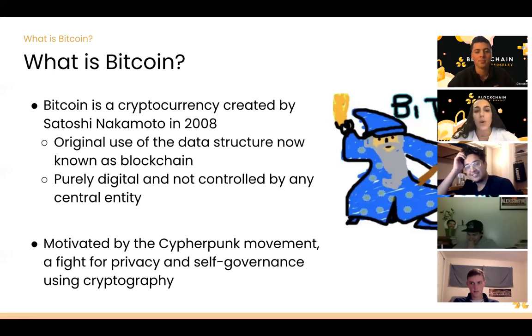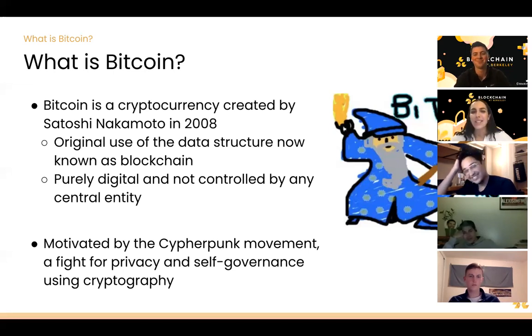And so even though it was a cryptocurrency, it wasn't the first cryptocurrency. The reason why Bitcoin is at the forefront of this cryptocurrency movement to a lot of us is because it was the original use of blockchain. So it was the first time the blockchain had ever been used, and now it's being used for all kinds of stuff like supply chains and other things.